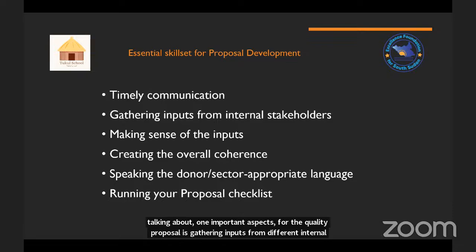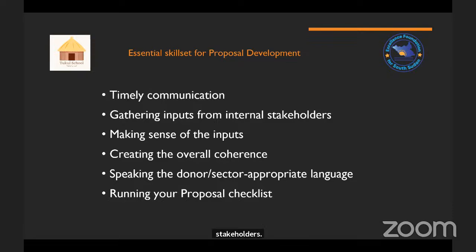We're saying here, stakeholders in your organization could be the technical advisors, finance people, the MEAL people, your accountability to affected populations focal point, gender. All those people are very important. Their ideas or their thinking needs to be reflected in the proposal correctly.